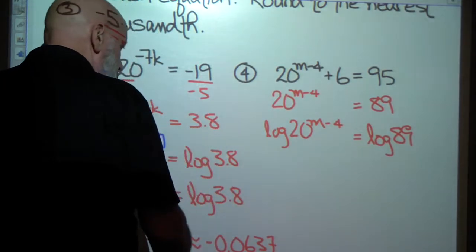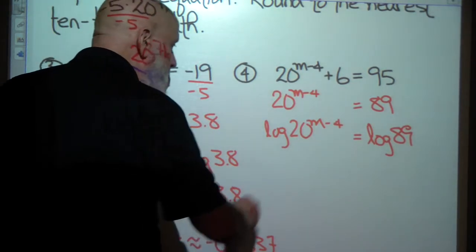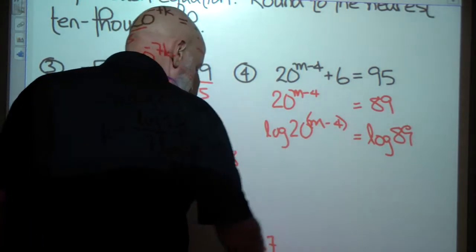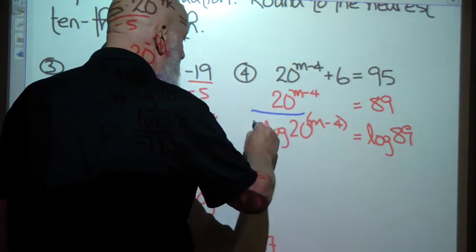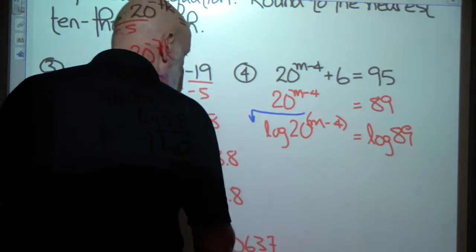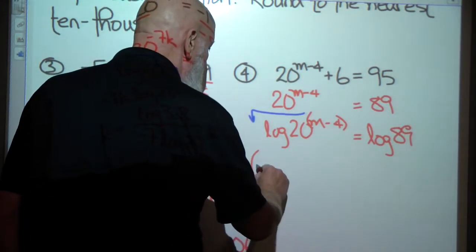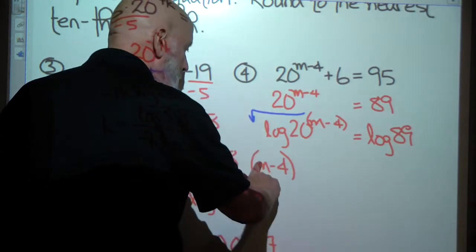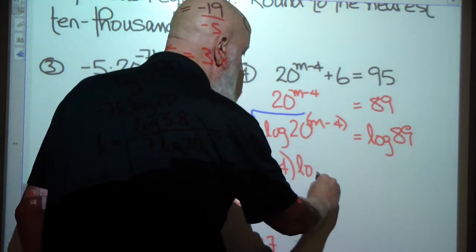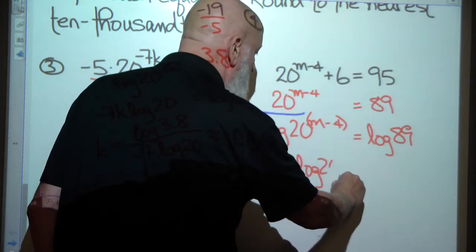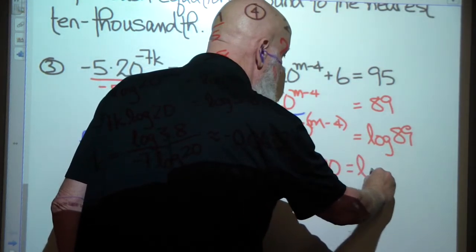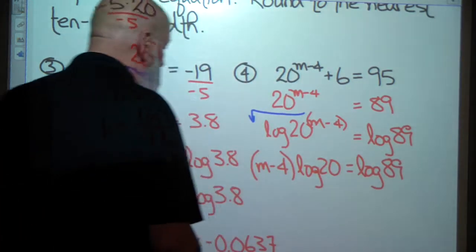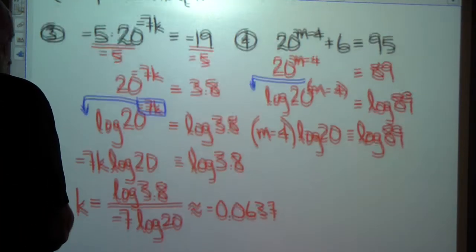So here we go. That's what I'm going to do. I'm going to move this to here and rewrite it. That would be the quantity, m minus 4, I'm moving the whole thing. So I'm putting it in parentheses, this whole thing, times log 20 is equal to log 89. Power property. Now I want to get m by itself.